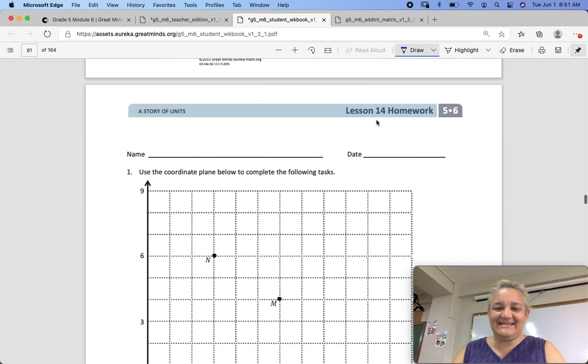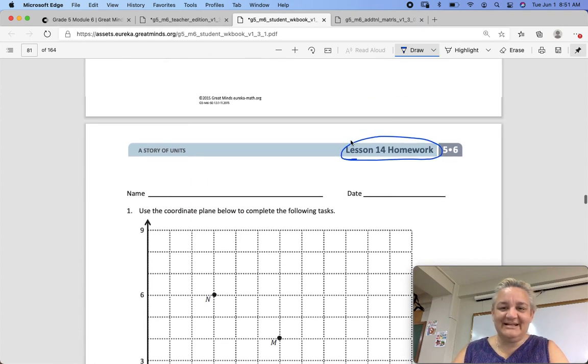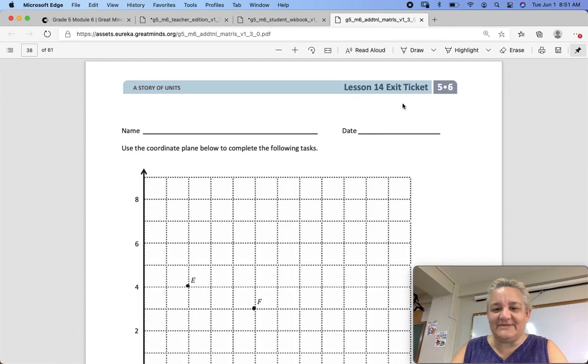Now, I won't make the same mistake as yesterday. I won't start doing your homework for you. There's your Lesson 14 homework. And over here is your Lesson 14 exit ticket.